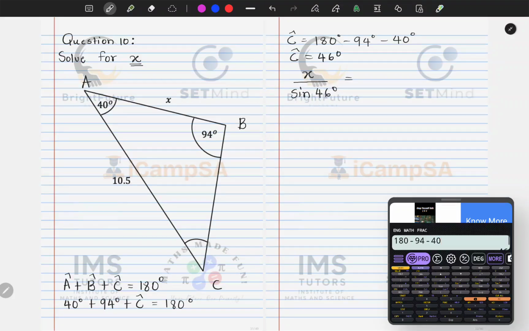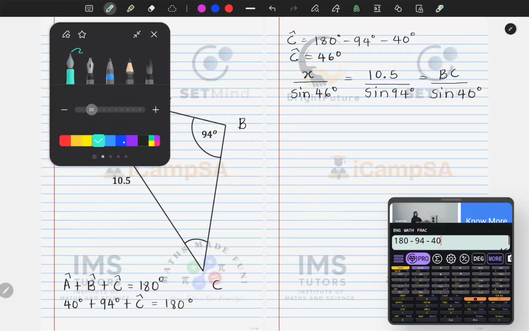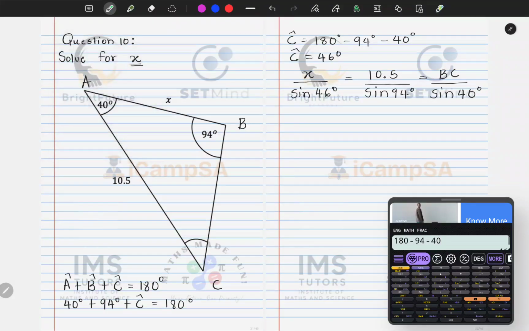And then we have another side, which is 10.5. And the side 10.5 is opposite 94 degrees. So that is all that I need, but we can put in the other one, which would be the side BC. And BC is opposite 40, so that would be sine of 40 degrees. But I don't need the BC side. All I need is just this portion. So this portion is good enough to get me the answer.